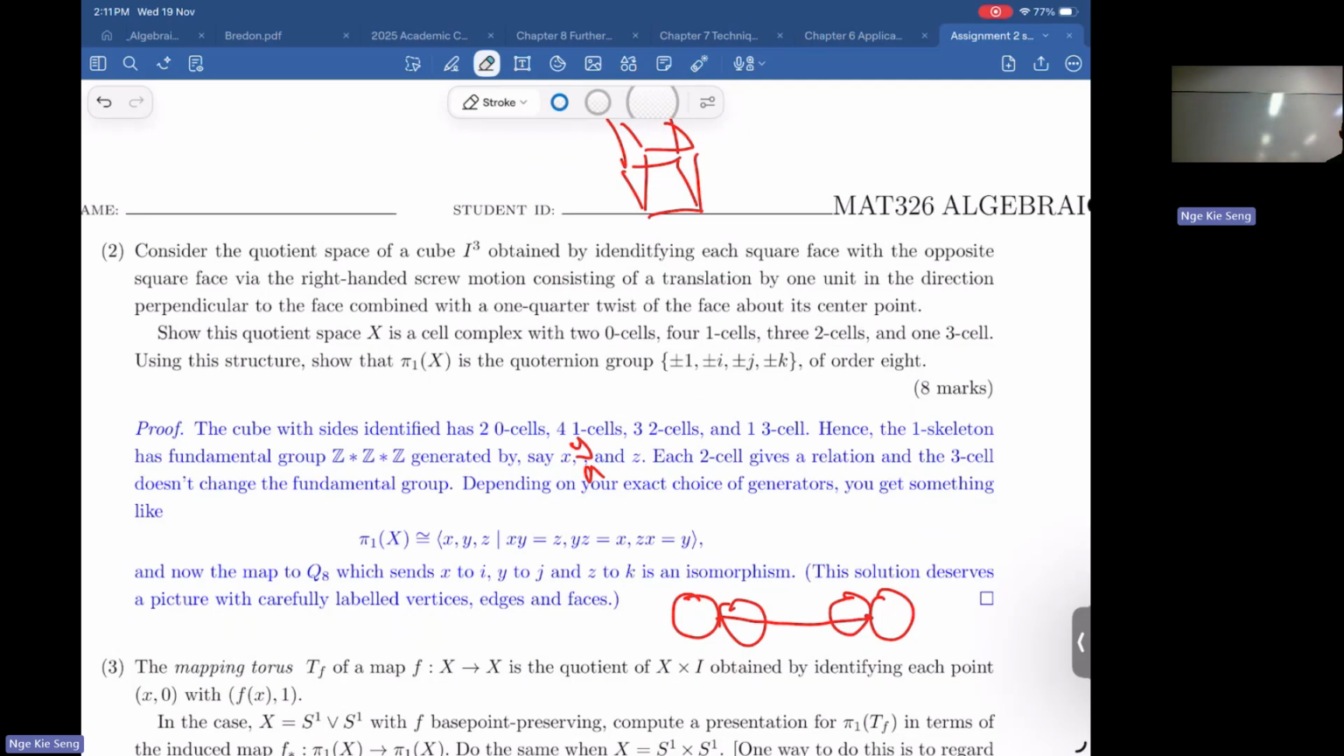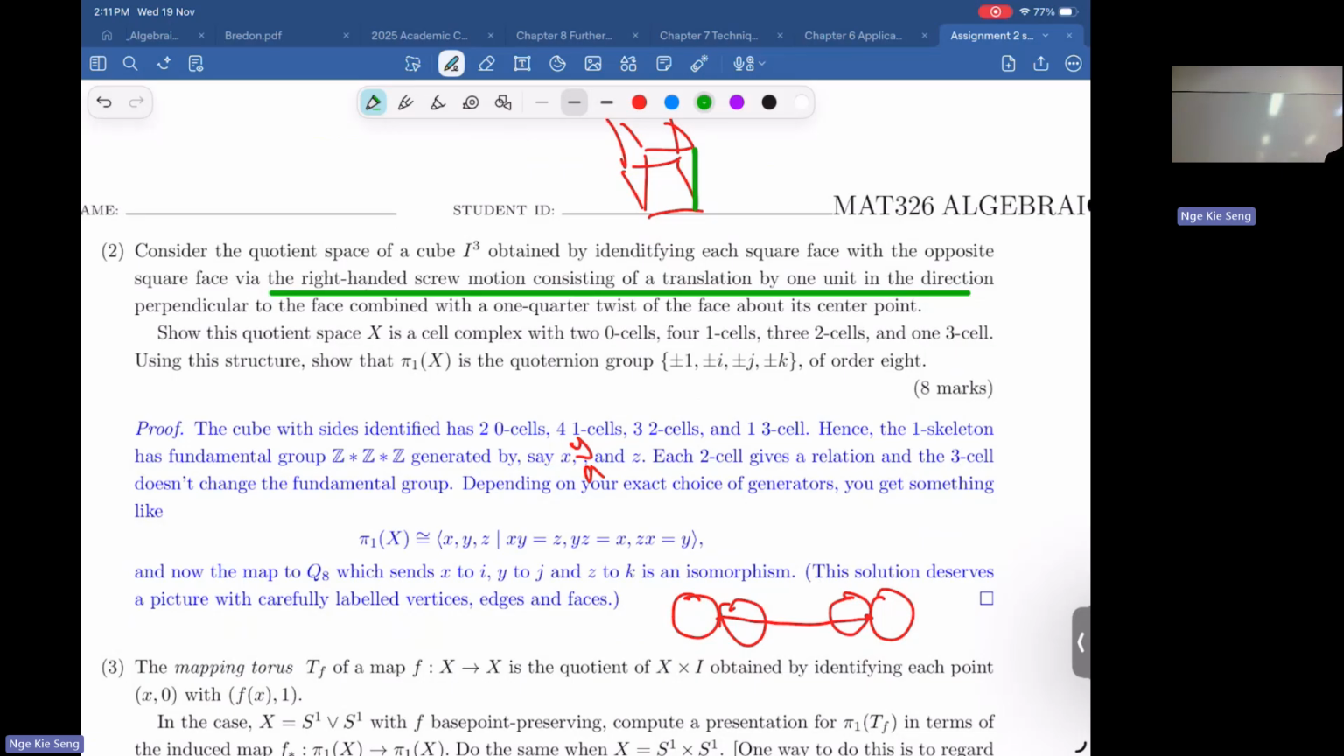Next one. Very glad that a lot of you drew this up. So this is a quotient space I3. Imagine you have a cube here, and then what you do is you identify each square face with the opposite side. So you need to understand what this identification is.